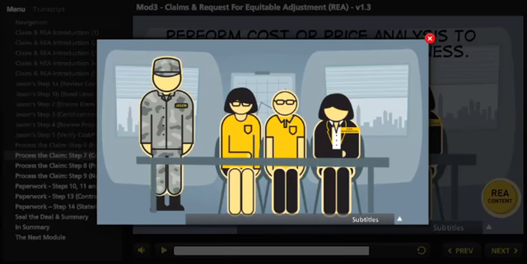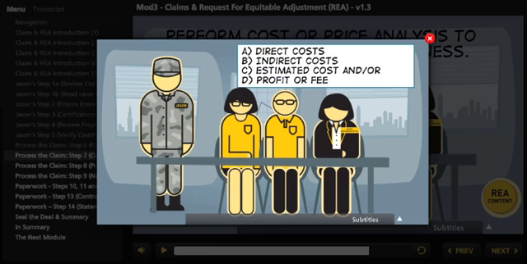Cost or price elements subject to adjustment from an REA include: A. Direct costs, B. Indirect costs, C. Estimated cost, and/or D. Profit or fee, but only for the added, reduced, or changed work.